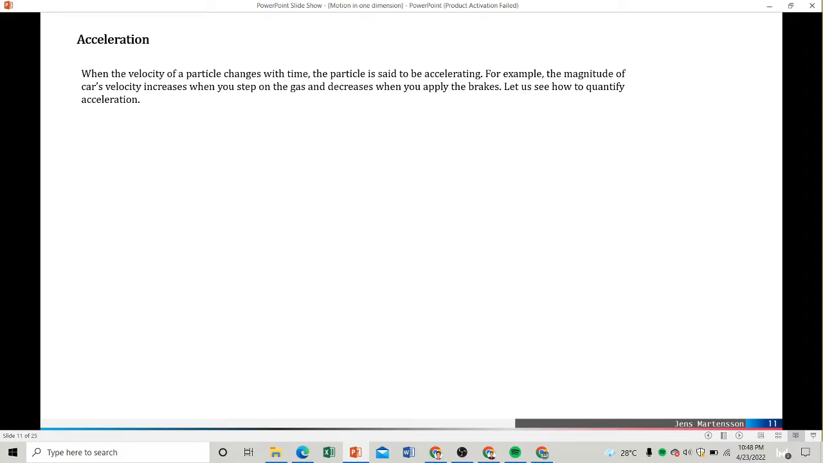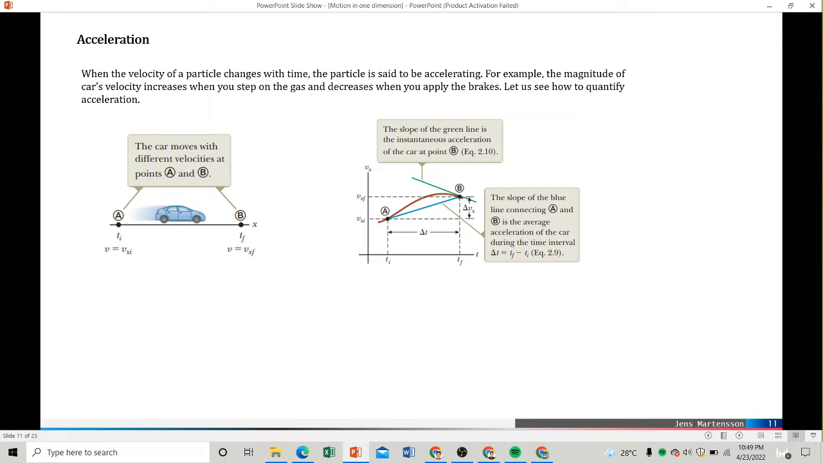If you're not changing your speed and you're not changing your direction, then you simply cannot be accelerating, no matter how fast you're going. So when the velocity of a particle changes with time, the particle is said to be accelerating. For example, the magnitude of a car's velocity increases when you step on the gas, and decreases when you apply the brakes.